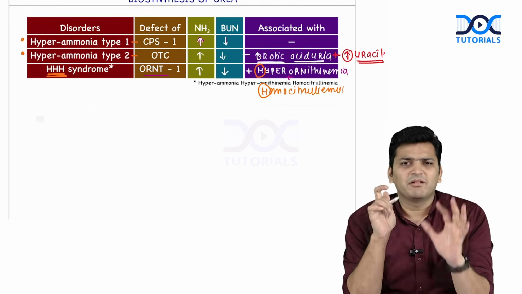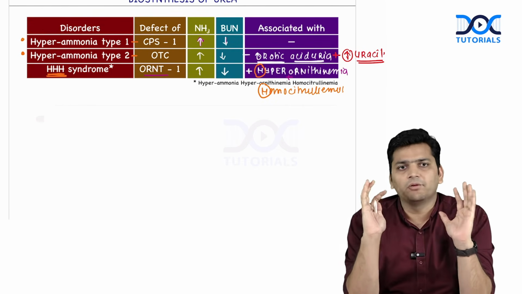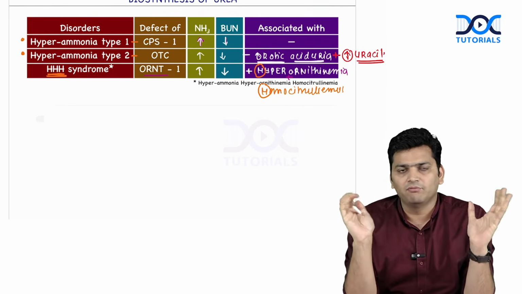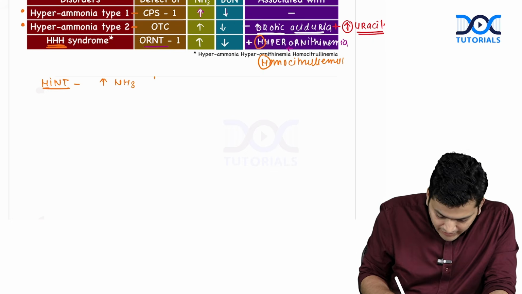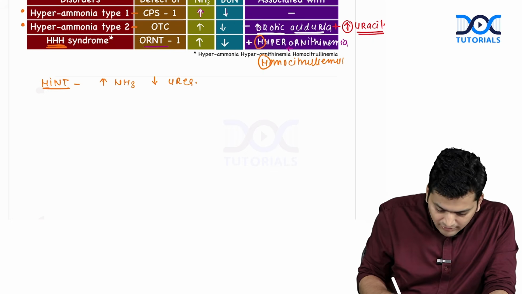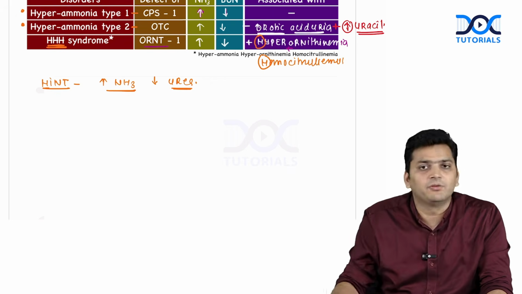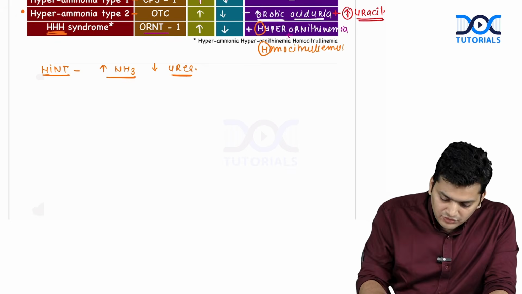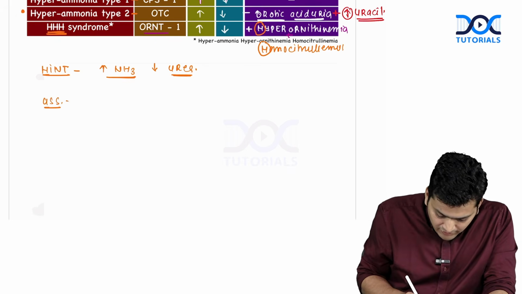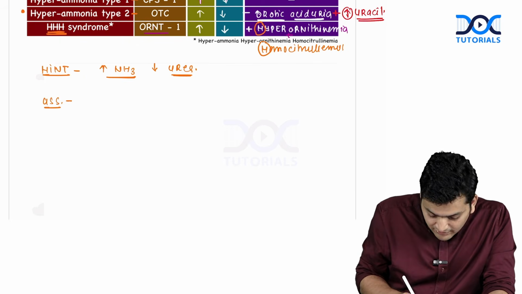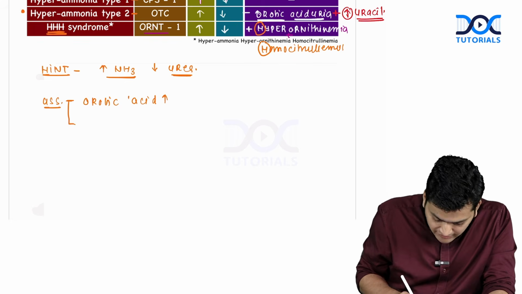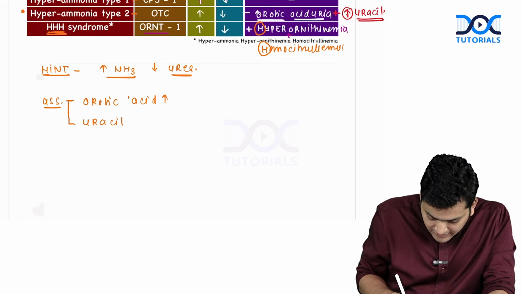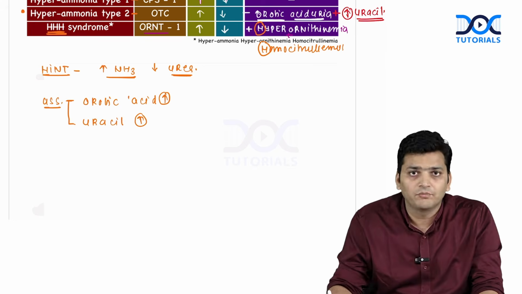Okay, we understood that. Let's keep it very simple. How are we going to solve the MCQ, how are we going to crack it, what will be the hints for us? In any MCQ that talks about increased amount of ammonia and decreased amount of urea, you should think that there is some problem in the urea cycle. Then you have to see the associated finding. For example, if they say there is increase in the orotic acid, or they say increase in the uracil, if they are saying like this, they are talking about hyperammonemia type 2.